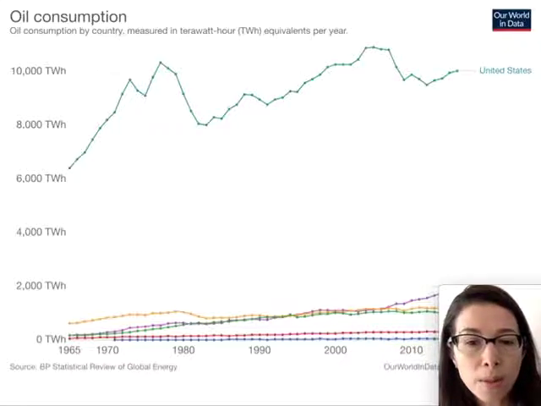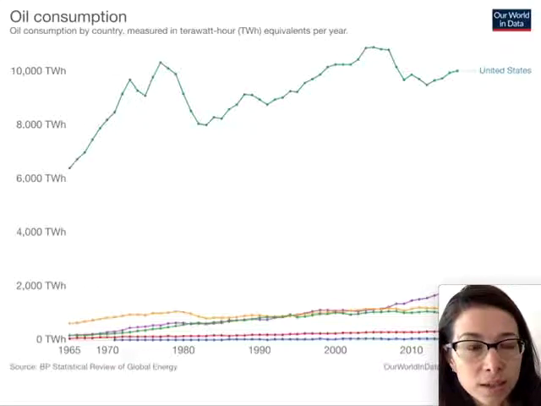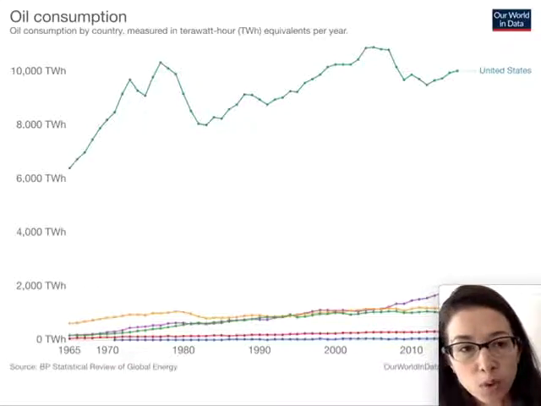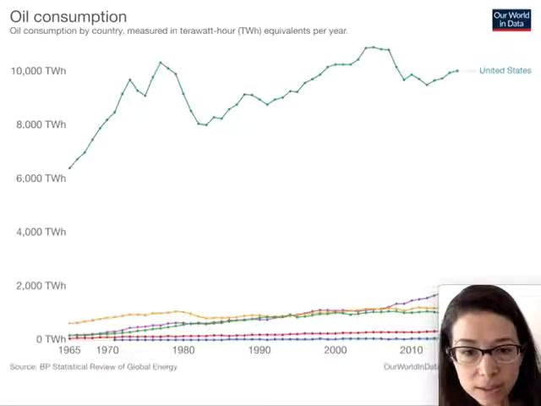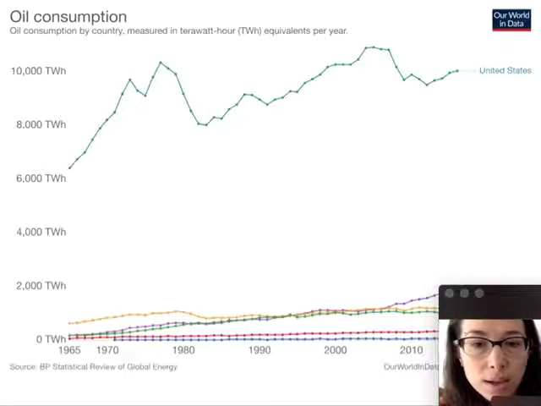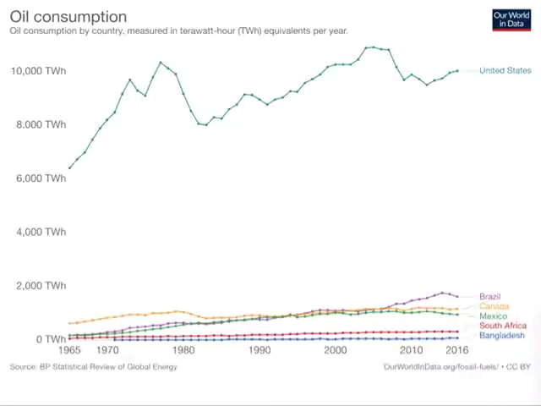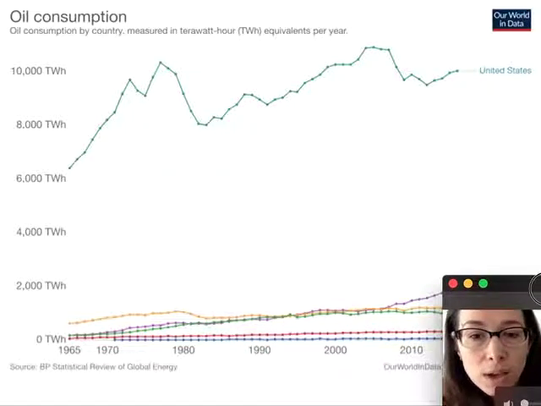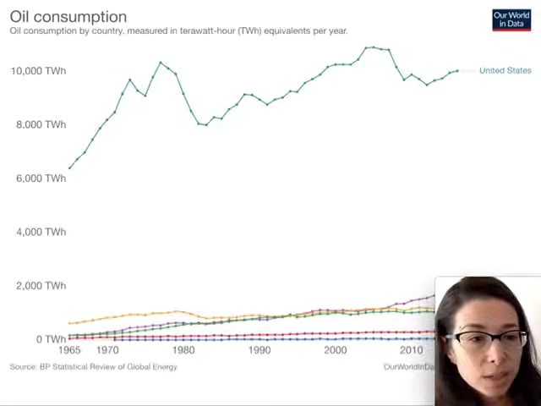So how might that look if we start looking at individual countries? Let's talk about the raw data. Up there you see the United States is using a very high amount of oil just as a country. This is the oil consumption of the entire United States, and it is much higher than, let's move this over for a minute, other countries here. We have Brazil, Canada, Mexico, South Africa, Bangladesh, and as a country we're using a lot more oil than any of those countries.